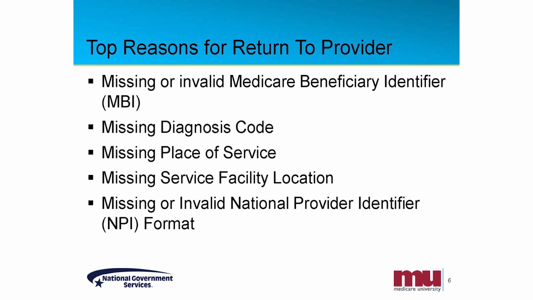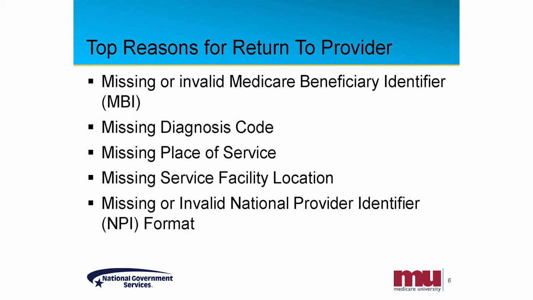Some of the top reasons for return to provider claims include missing or invalid Medicare Beneficiary Identifier, or MBI. The Medicare Beneficiary Identifier number should be submitted as it appears on the patient's red, white, and blue Medicare card. The Medicare Beneficiary Identifier is 11 characters in length and made up of only numbers and uppercase letters. There are no special characters used in the MBI number.